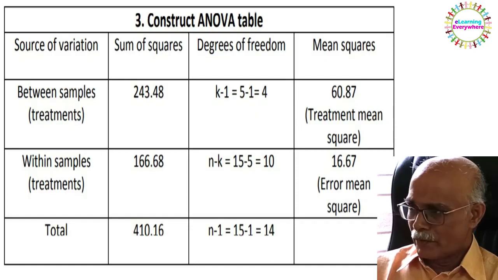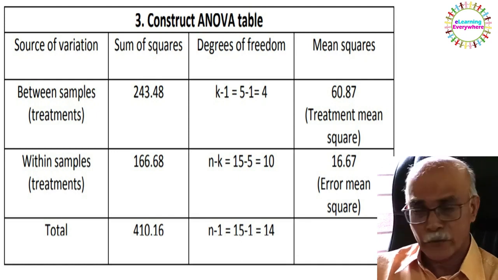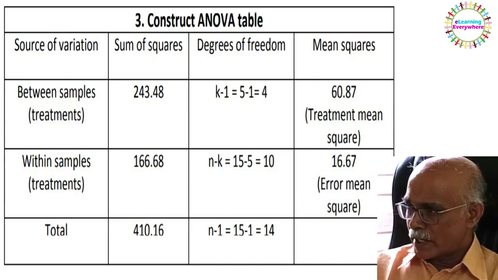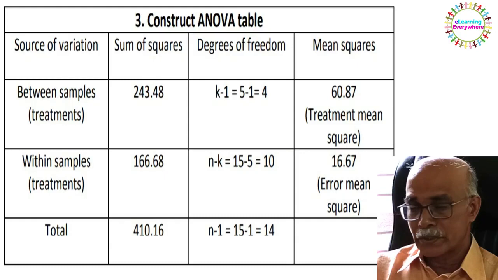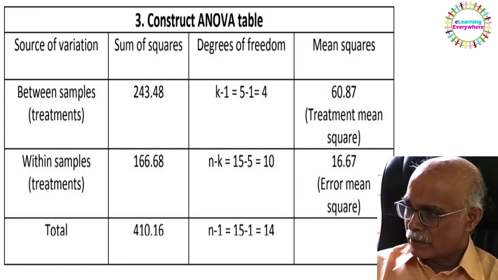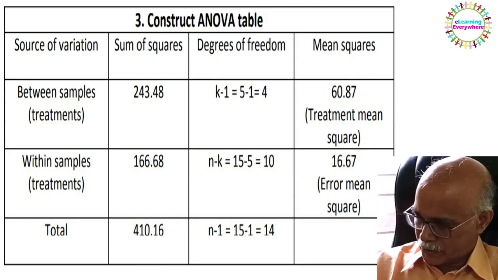And when we divide the sum of squares by the corresponding degrees of freedom, you get the mean square, or you get the variance. So, the sum of squares between samples divided by the corresponding degree of freedom gives the mean square, which can be called the treatment mean square. And in the next row, the within sample sum of squares divided by the within sample degree of freedom gives the mean square. So, the variance. You have now calculated the between treatment variance and within treatment variance.